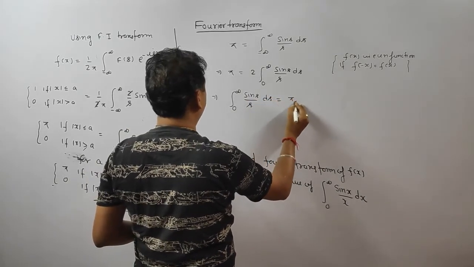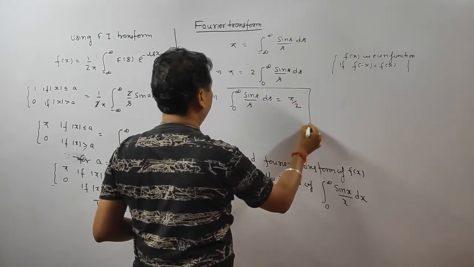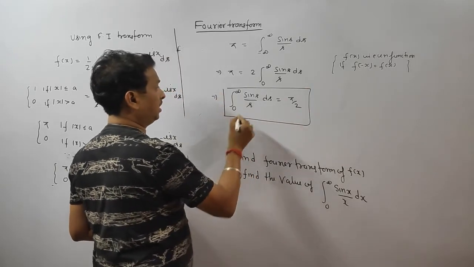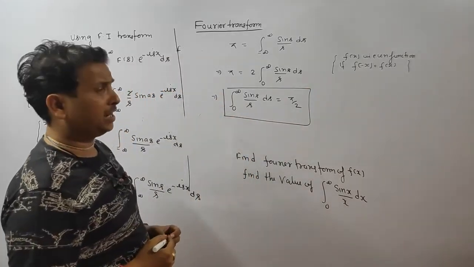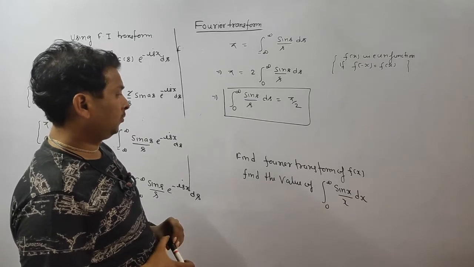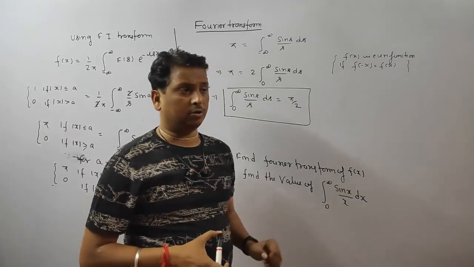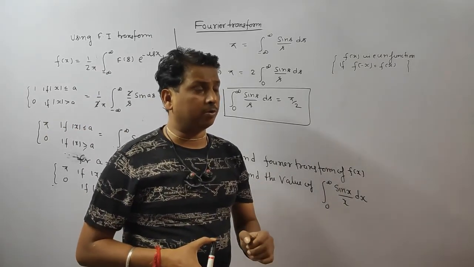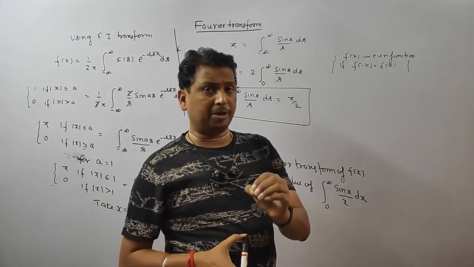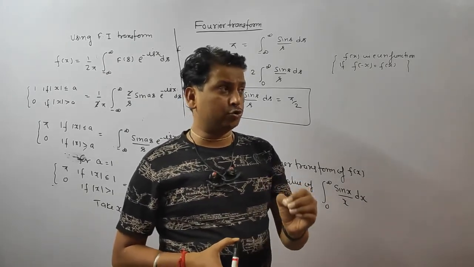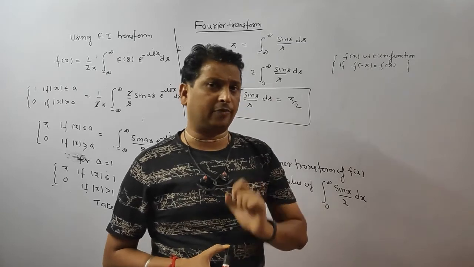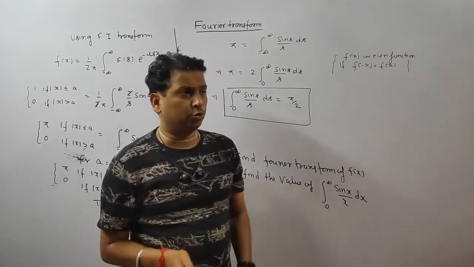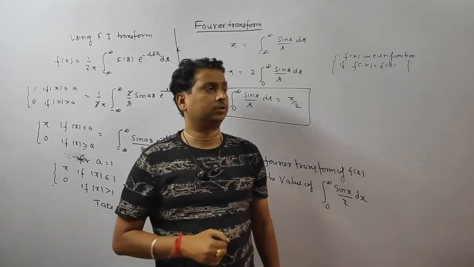Is nothing, pi by 2. This is a very important result and standard also. So you understand, hope. So what is our role? Our role is very simple. If in a question they ask to find the Fourier transform, then just use the formula and calculate.